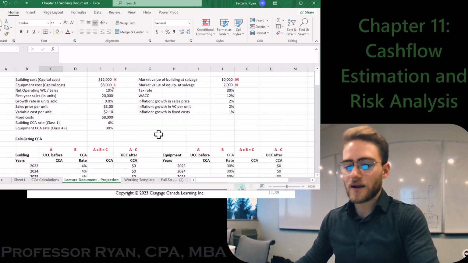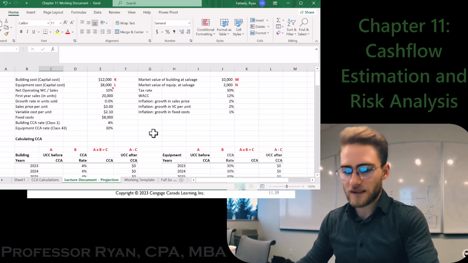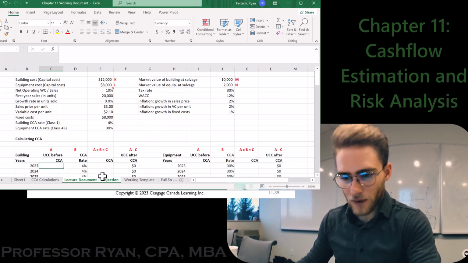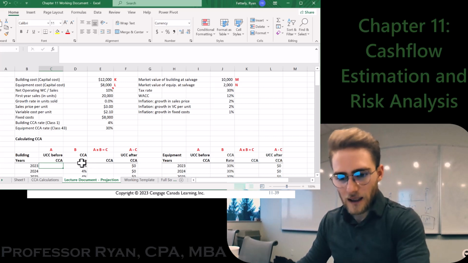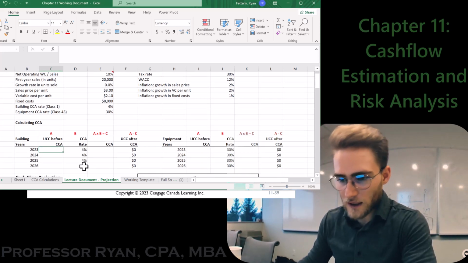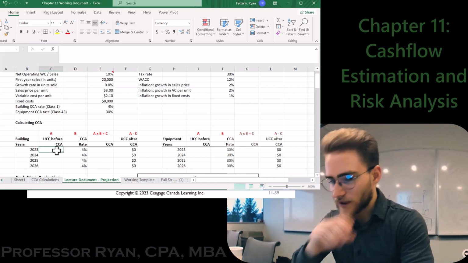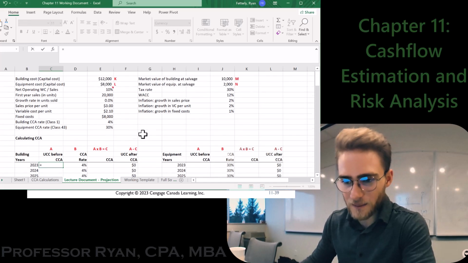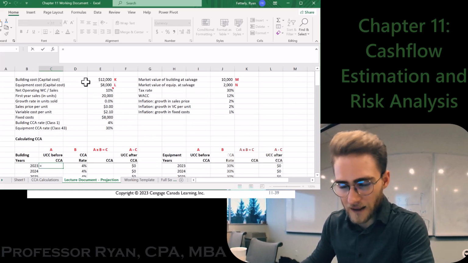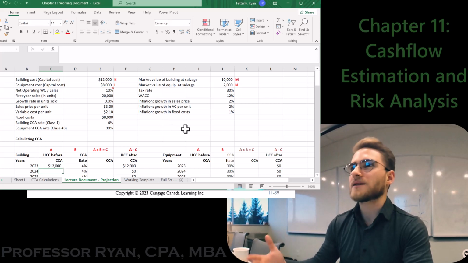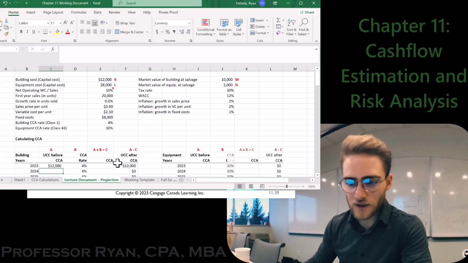First we're going to calculate the CCA, and it's going to be pretty simple. UCC in this case before CCA. I kept it extremely simple, and I didn't do acquisitions or anything like that. Here's the building, and the building's initial capital cost is $12 million. I know this is 12,000, but it's all in millions, just for simplicity.